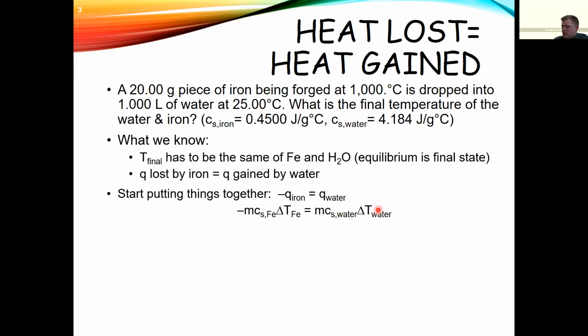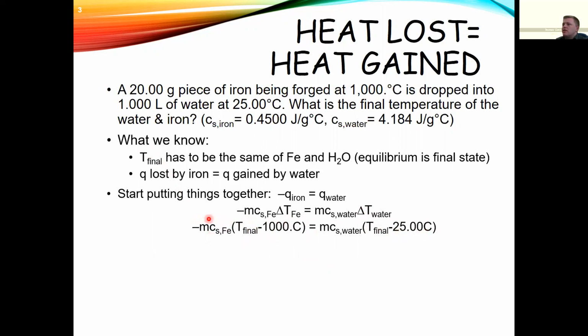Now, on this particular slide, I have put subscripts for the change in temperature of the water and the change in temperature of the iron. Most of the time, we don't actually do that. We're not very careful with that. You're just going to have to remember that these guys have different changes in temperature. They're both going to finish at the same final temperature, but the iron is starting at 1000 degrees Celsius and our water is starting at 25 degrees Celsius. So our change in temperature is just our final temperature minus our initial temperature. So we have the same final temperature.